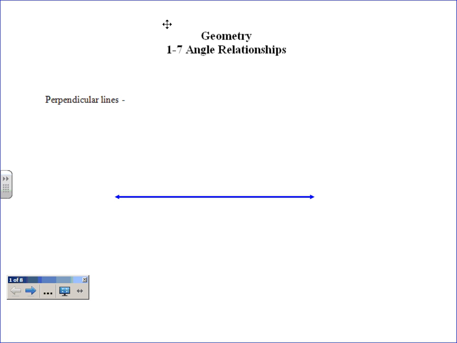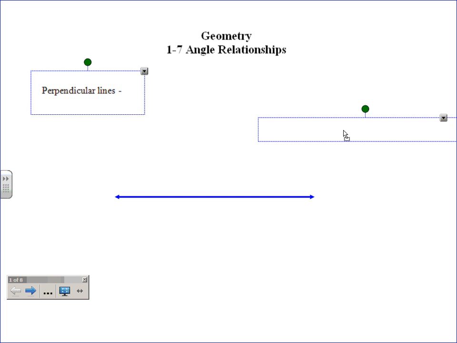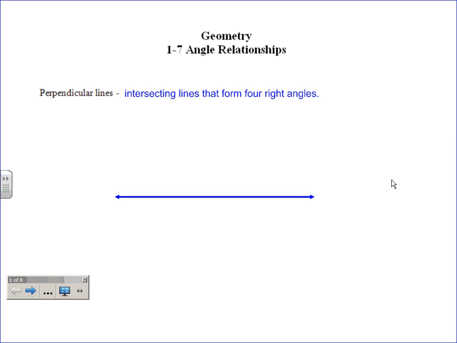Perpendicular lines, I'm guessing most of you, this is one of them you probably can define, right? Two lines that do what? Yeah, intersected. I mean, you're not going to get a whole lot better than that. So apparently the definition's not in there. Somehow it got moved over there or something. Interesting. Anyways, there it is. I have no idea why it was way over there.